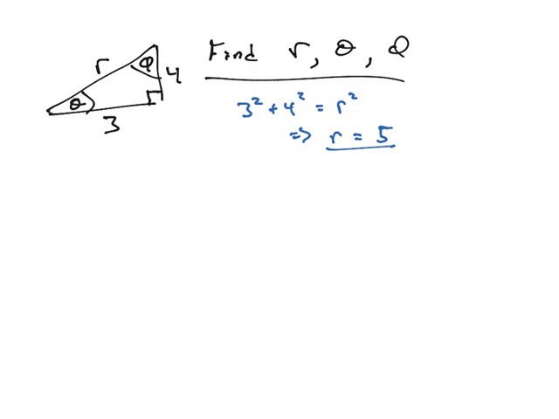How do I find theta? How do I find this angle over here? Well, there are different ways of doing this. I could use sine. If I wanted to use sine of theta, then I'd have to say, okay, sine is opposite. Opposite to theta is the 4, over the hypotenuse, which I just found was 5. Okay, well that's fine, but how do I solve this equation for theta?